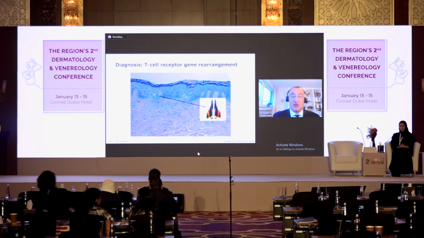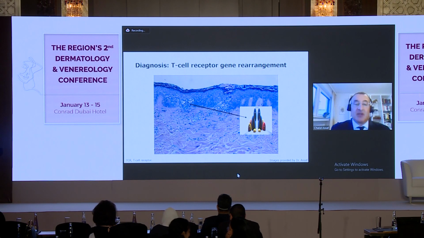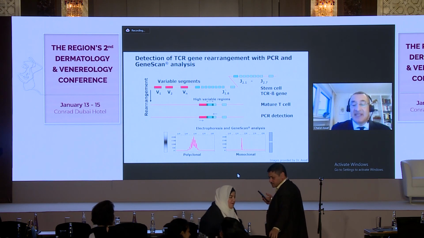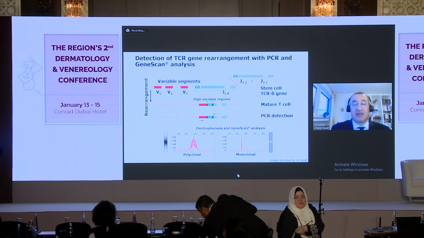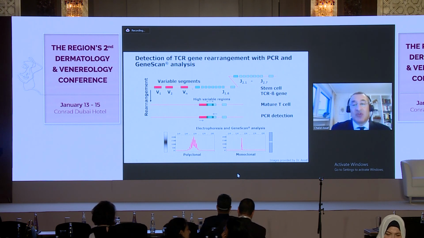You can in addition also use T cell receptor gene rearrangement. So that means you take from the same biopsy you already made, you extract the DNA, and do a PCR, which is meanwhile routinely done. And in the PCR, you look for the rearrangement of the different genes of the T cell receptor. And at the end, you get a sequence which is highly specific for each single T cell.